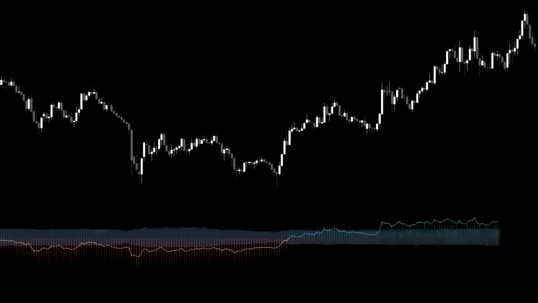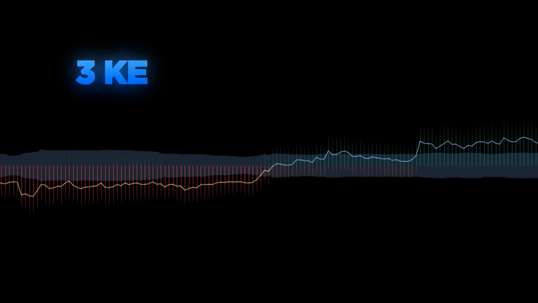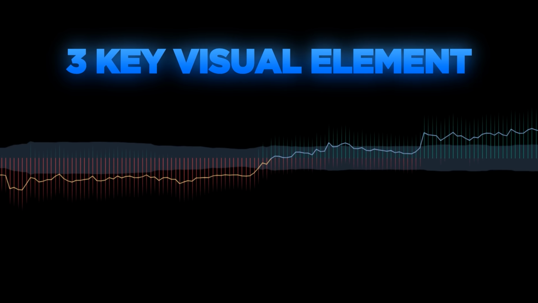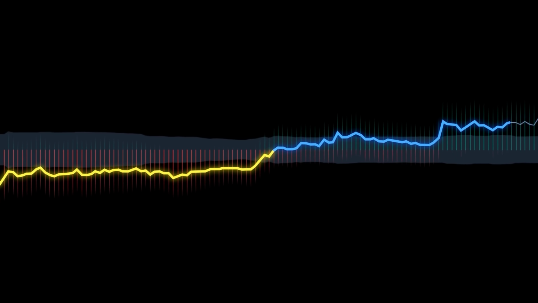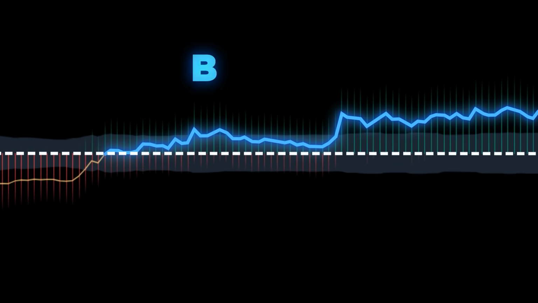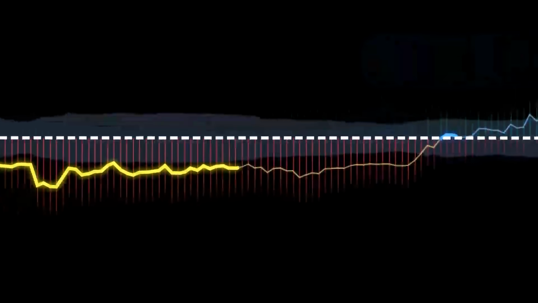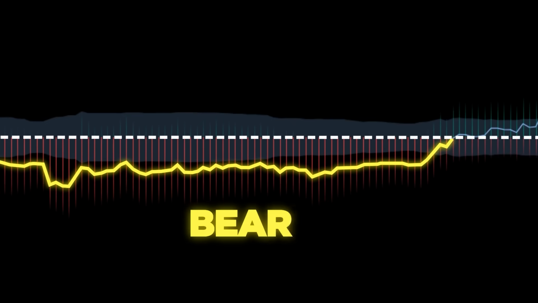When you first add this indicator to your chart, it appears as an oscillator at the bottom of the screen, and it immediately introduces three key visual elements that work together to reveal market conditions. The most prominent is the median line, also known as the market consensus. When this line is above zero, it turns blue, signaling a bullish trend, and when it drops below zero, it turns yellow, indicating a bearish trend.